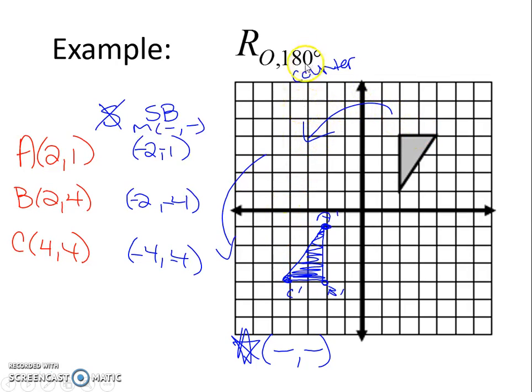So 90 is 1 turn, 180 is 2 turns. So from here, 1, 2. And then this quadrant is quadrant 3. X is negative, Y is negative. So it's going to be negative, negative. So write the same points for 180 and just put negative, negative for X and Y. So this is your new points. So you're going to put these 3 points and make a triangle. That's how you do the rotation.